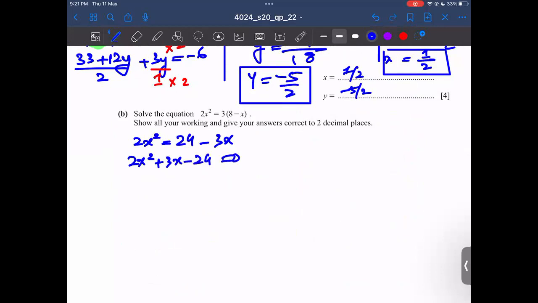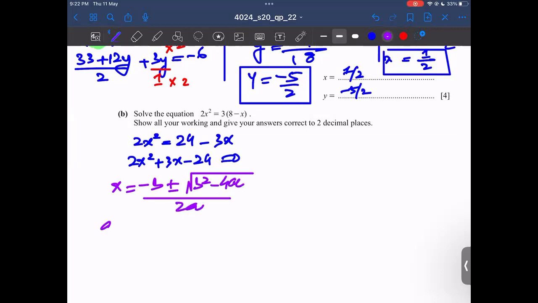Now I know if I want to find the answer in 2 decimal places, always remember to use the quadratic formula. Don't waste your time in middle term breaking. Just move directly to the quadratic formula to find the value of x. That is minus b plus or minus the square root of b square minus 4ac, upon 2a.